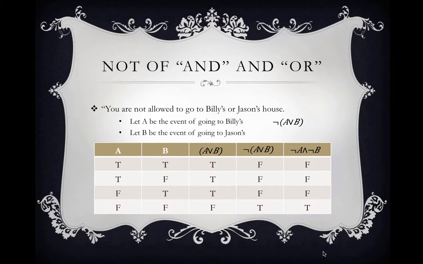You'll notice what happens when you take the not of an A or B, or the not of an A and B: the and switches to an or, or vice versa, and both statements become nots.